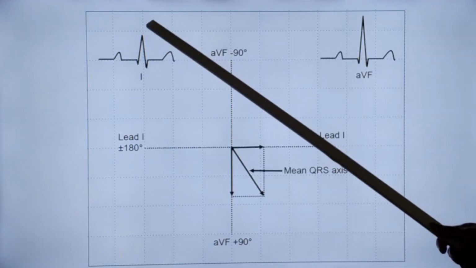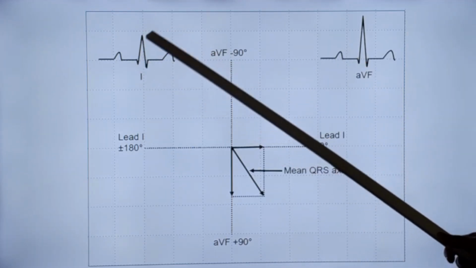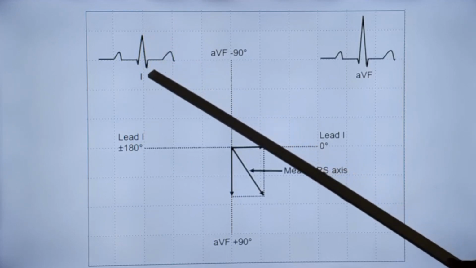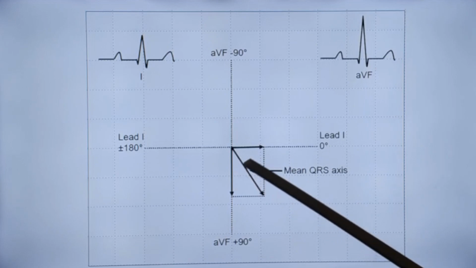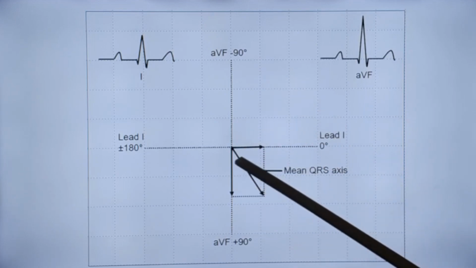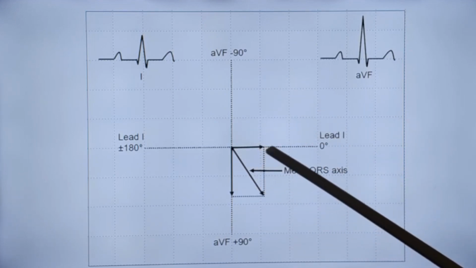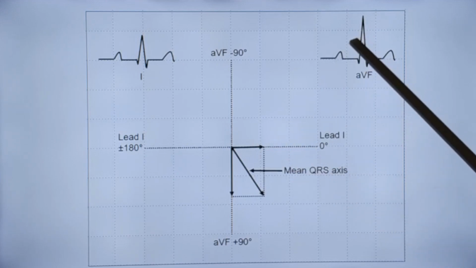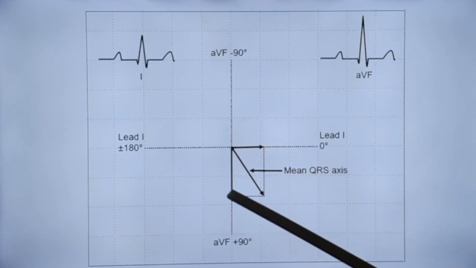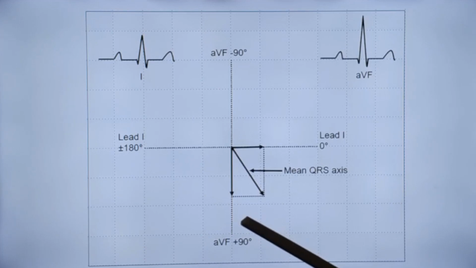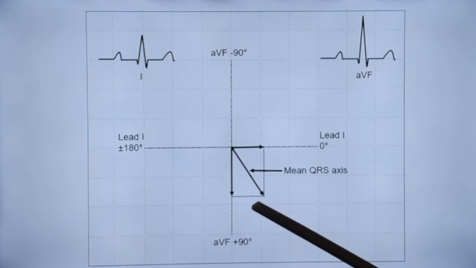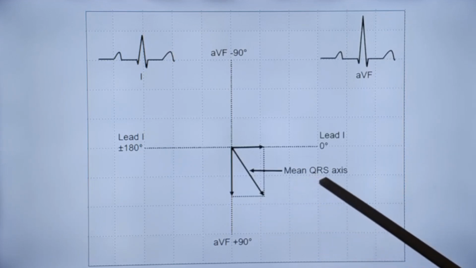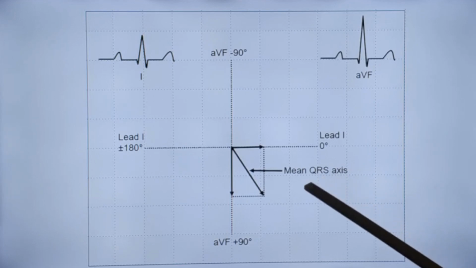So this amplitude, the sum of the amplitudes, that is negative subtracted from the positive, is plotted along the graph. It will be plotted here for lead 1, and AVF will be plotted in this direction. And geometrically you can calculate the resultant. That is what we will get as the mean electrical QRS axis in an ECG.